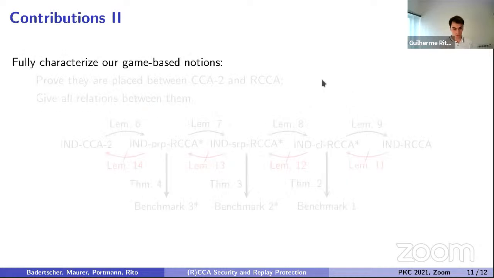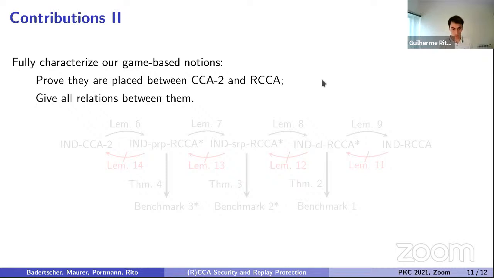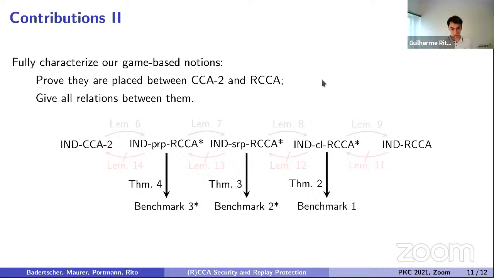Finally, we give a full characterization of our game-based security notions. We show that they are correctly placed between CCA2 and RCCA security, and we also give all possible relations between them. For instance, we show that CCA2 implies PRP RCCA security, which implies SRP RCCA security and CIAL RCCA security, and finally, CIAL RCCA security implies RCCA security.